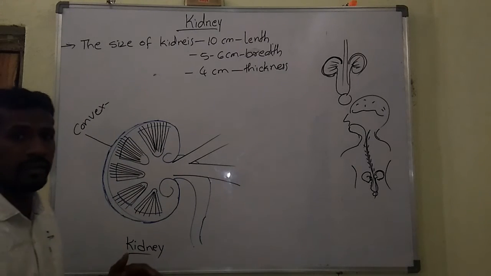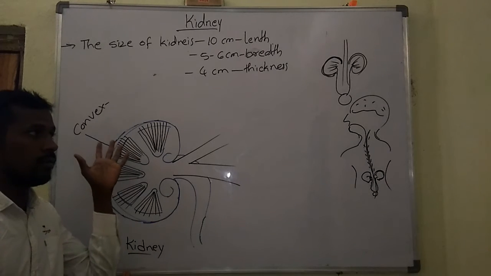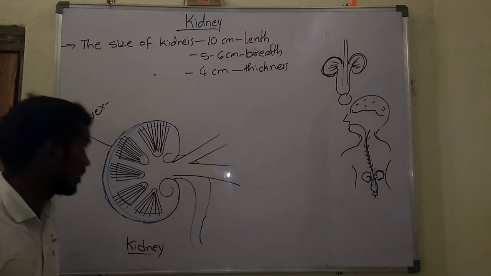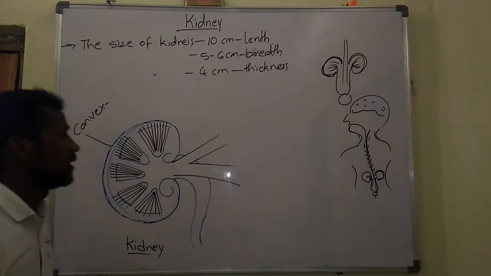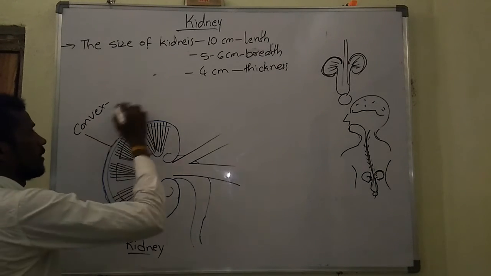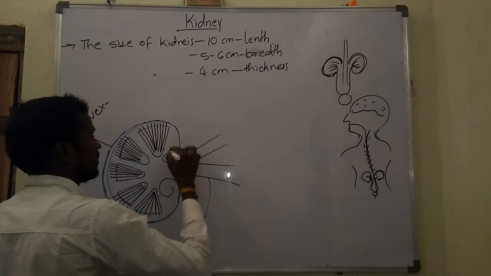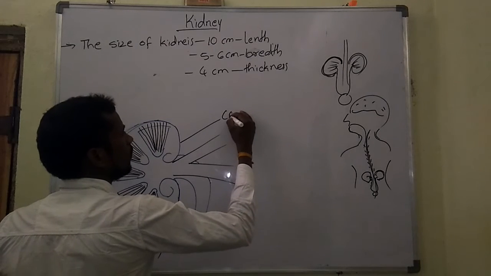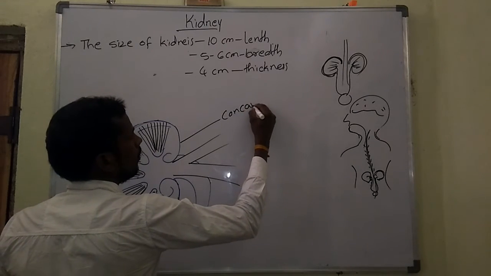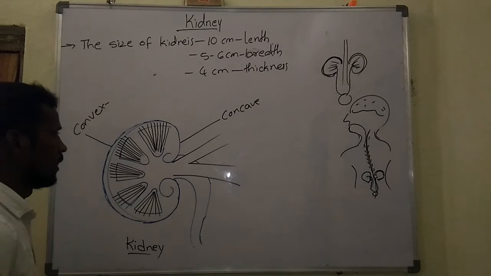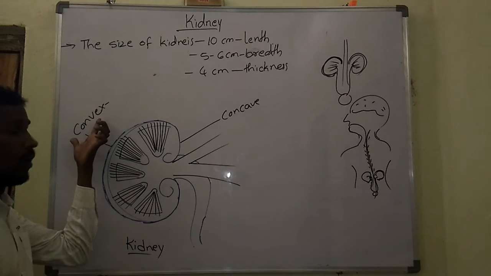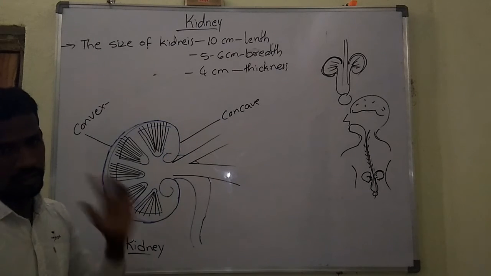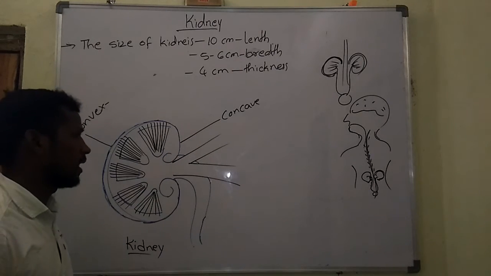Convex mirror and concave mirror, these names come in physics. So now each kidney is convex on the outer side and concave on the inner side.